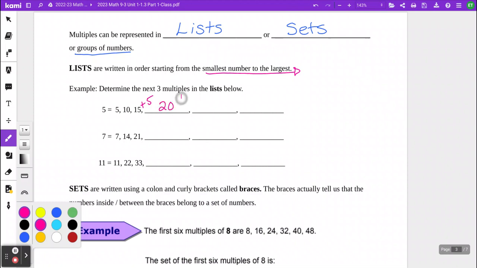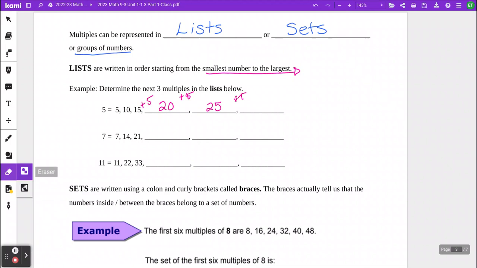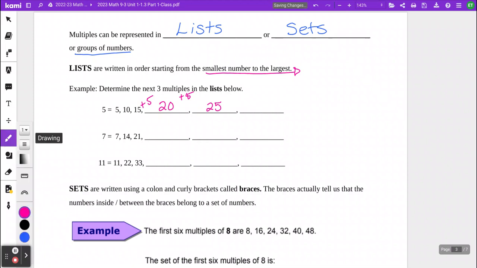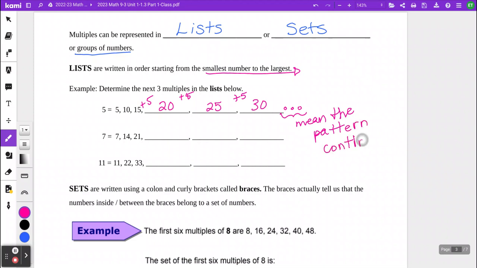I would get 20, add 5 more and get 25, add 5 more and get 30. Then I put dot, dot, dot. Those 3 dots at the end mean the pattern continues. They literally mean and so on. It keeps on going, that pattern.